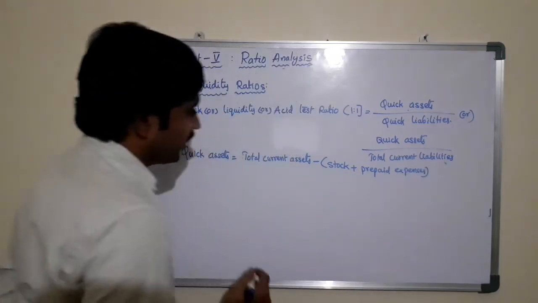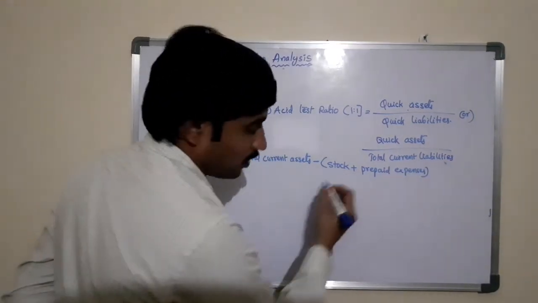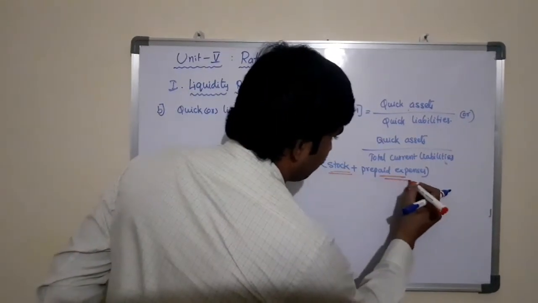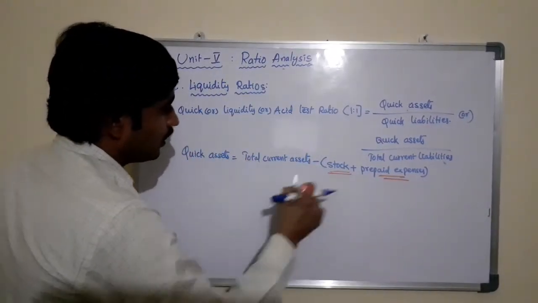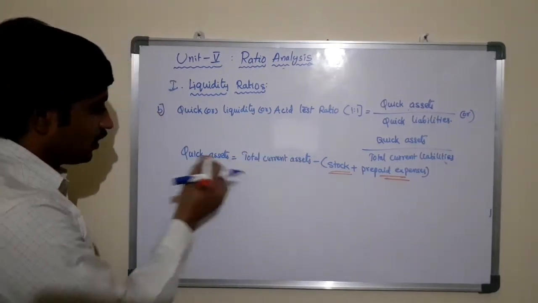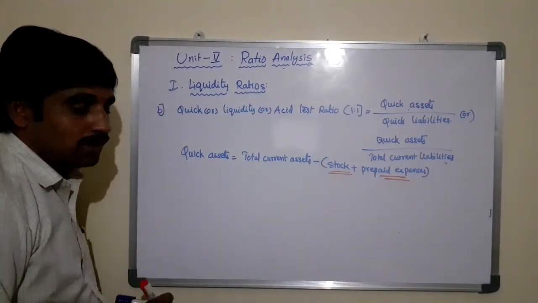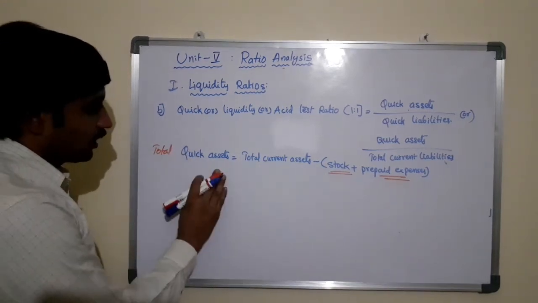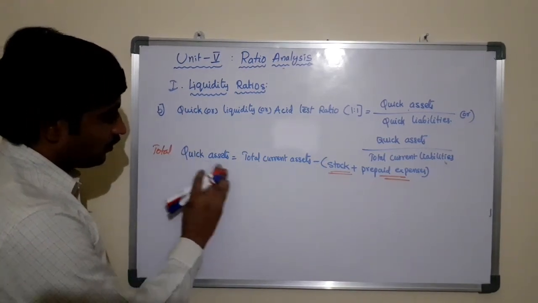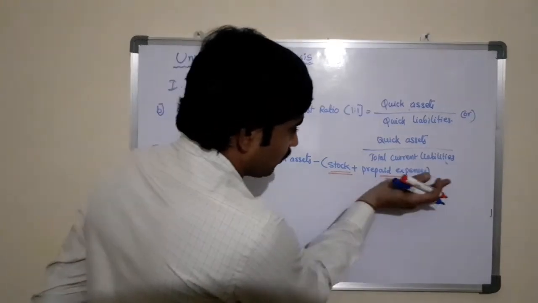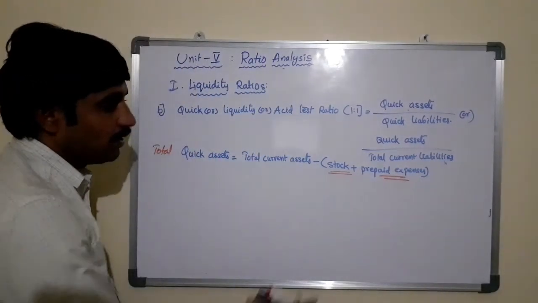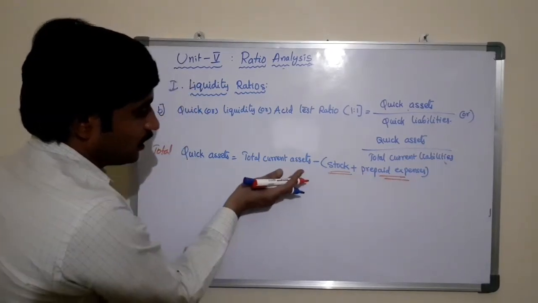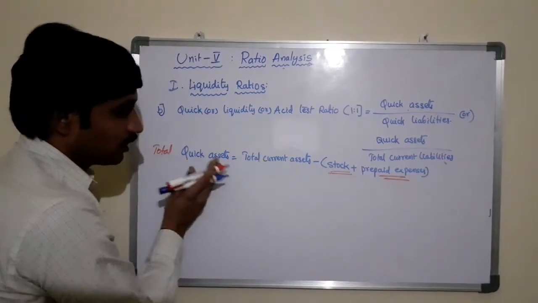So it means excluding the stock and prepaid expenses, all the current assets are known as total quick assets. All the current assets are the total quick assets, except stock plus prepaid expenses. We need to exclude stock and prepaid expenses in order to attain the total quick assets.